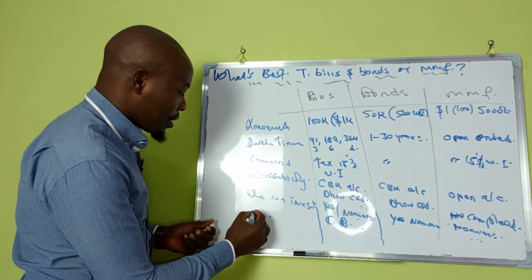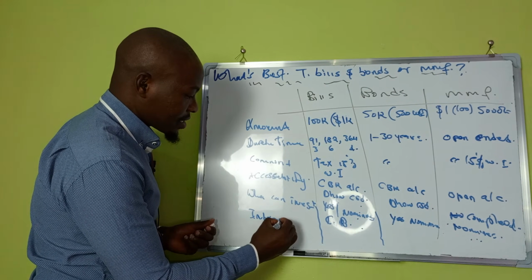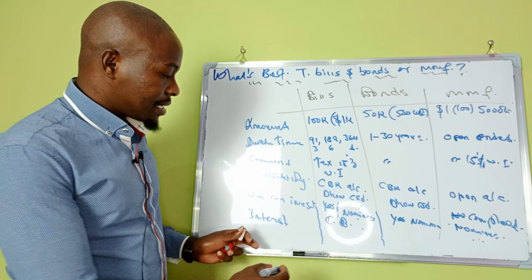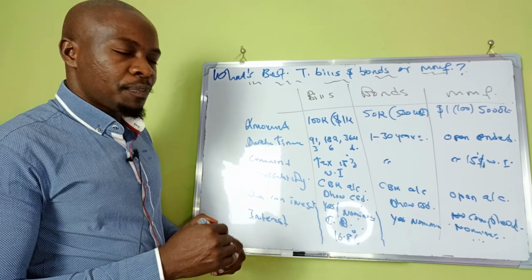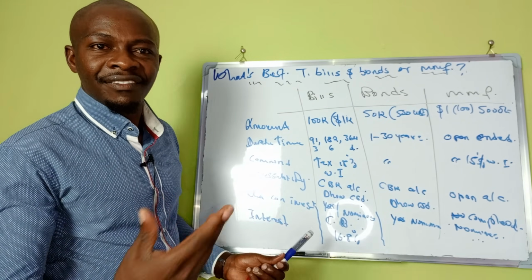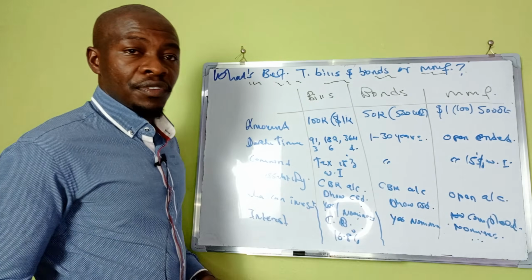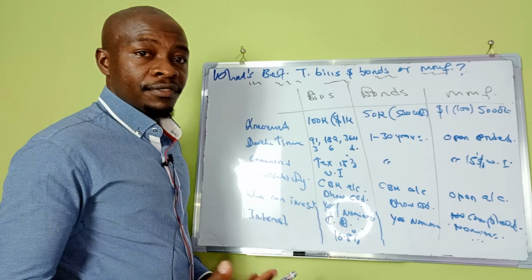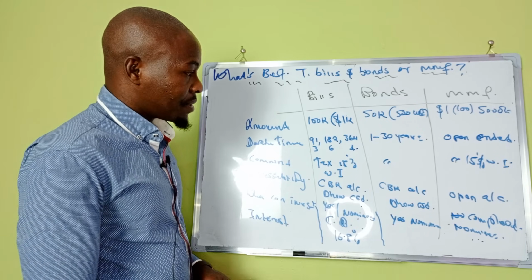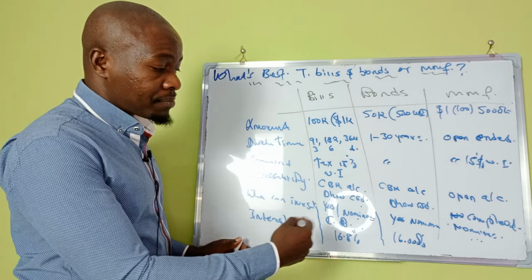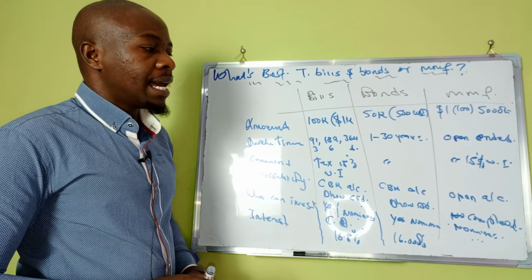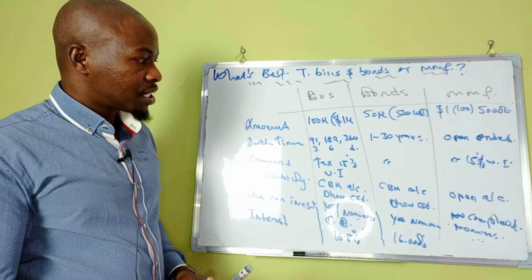Now, the other thing is about interest. Interest with bills right now is around 16.8%. It depends on when you're watching this video, maybe after 2 years or 3 months. I'm making this video on May 12th, 2024, when it's around 16.8%. This one goes for 16%. I'm indicating the time because they fluctuate and change from time to time.